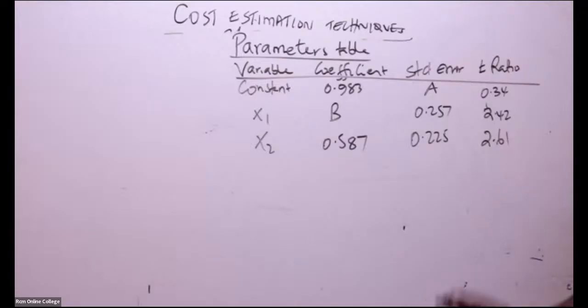So we have the parameter estimates, or the parameters table, the numbers table. So we have the variable where we have constant, x1, x2, coefficient 0.983, B 0.587, standard error. We have 0.257, 0.225. T ratios are also given there.